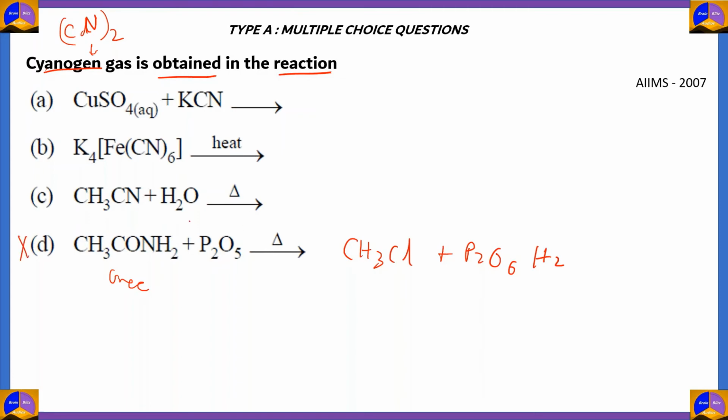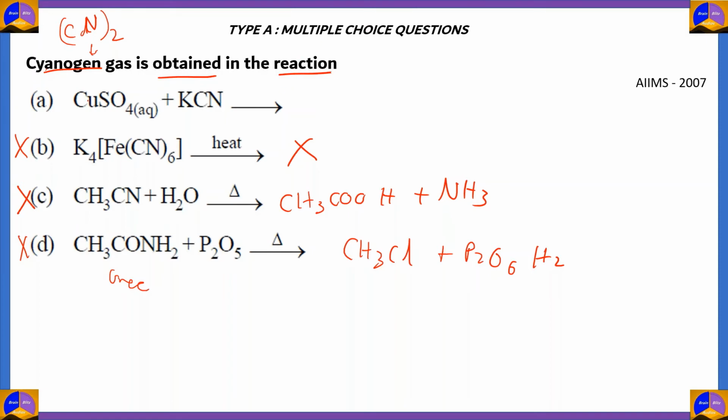What about option C, CH3CN plus H2O? When they're heated, this actually forms acetic acid, CH3COOH, plus NH3, which is ammonia. So option C is incorrect. What about option B, K4Fe(CN)6? Again, this option is incorrect because this does not form cyanogen gas. The right option is option A, CuSO4 plus KCN.